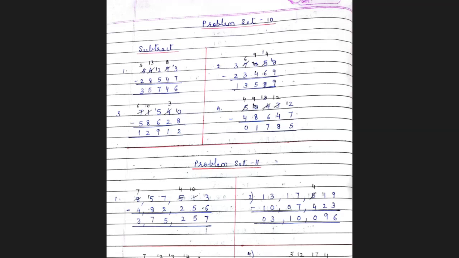5 minus 2, 3. Therefore, your answer is 35,746. Second number, 37,058 minus 23,469. Beginning from the units place, 8 minus 9, 8 being a smaller number, you can't subtract. So we borrow a number from 5. It becomes 18. 18 minus 9, 9.